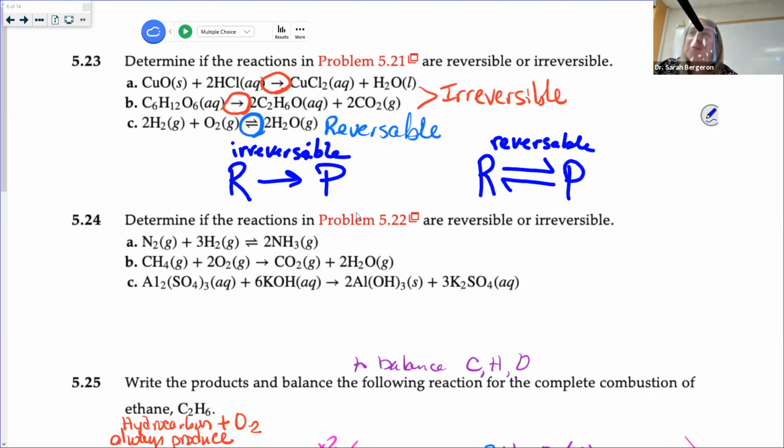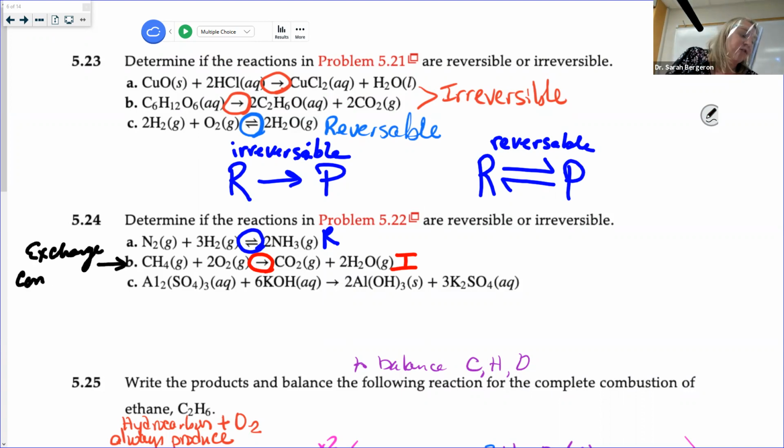So these are like the easiest problems you're going to come across like the whole semester. So look at A, reversible or irreversible? This one is reversible because it has the double-sided arrow. Okay, how about B? Irreversible because it has a single arrow forward. What type of reaction is this in B? B is an exchange, and that kind of exchange is combustion.